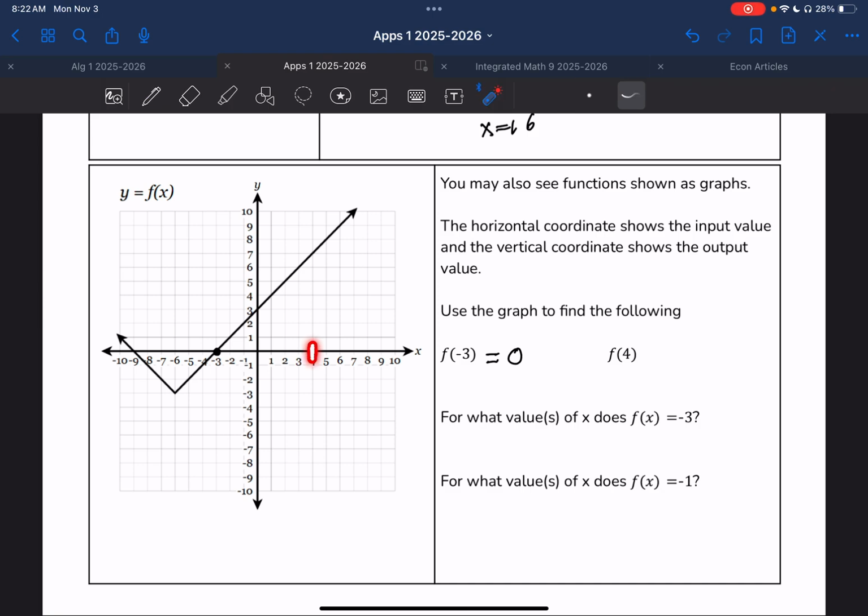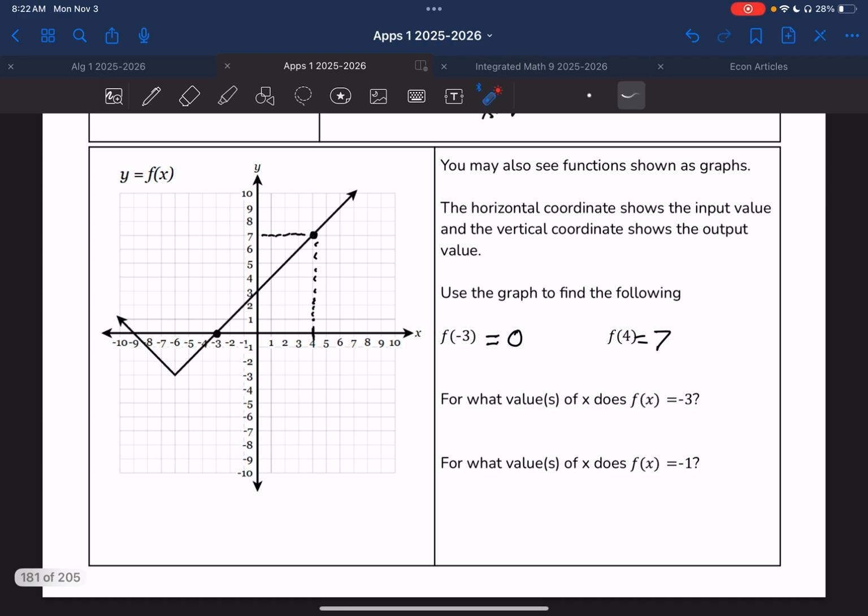Same with over here, f of 4, so when x is 4, you want to follow this up. We know we're there. So y has to be 7. All right. And just as we did with the table, you can do this backwards too. So if we're saying for what values of x does f of x equal -3? Well, here is y equals -3, right? Here is f of x is equal to -3. We want to see for what values of x is the function equal to -3. So we see that it's there, and that happens when x is equal to -6.